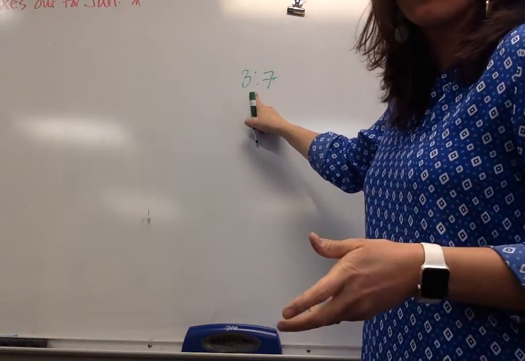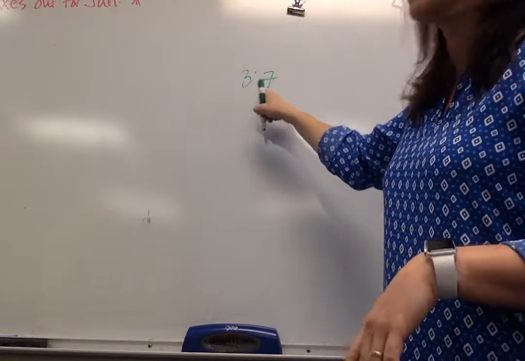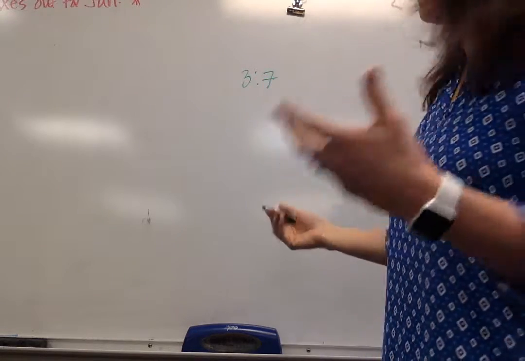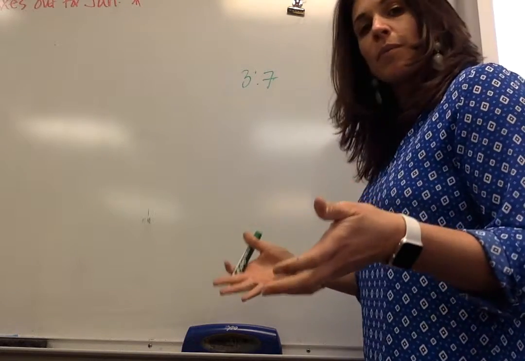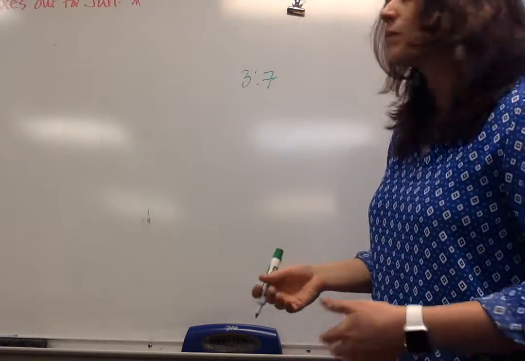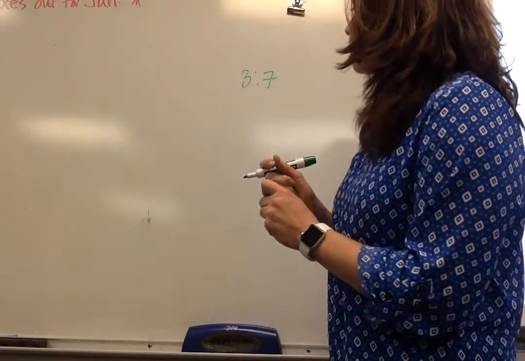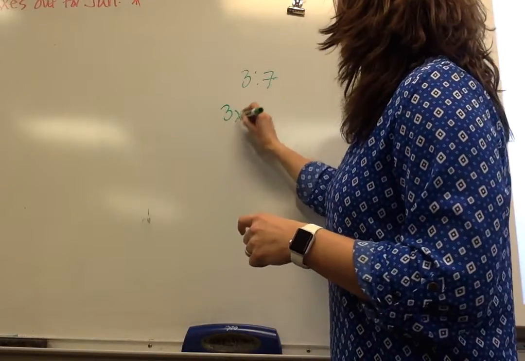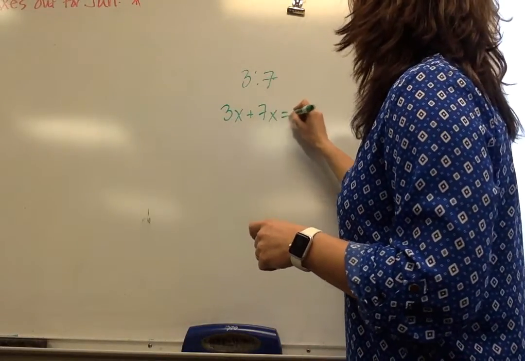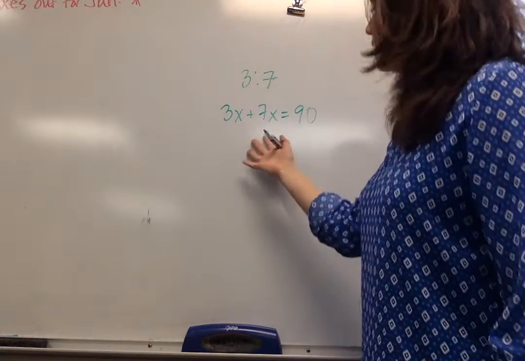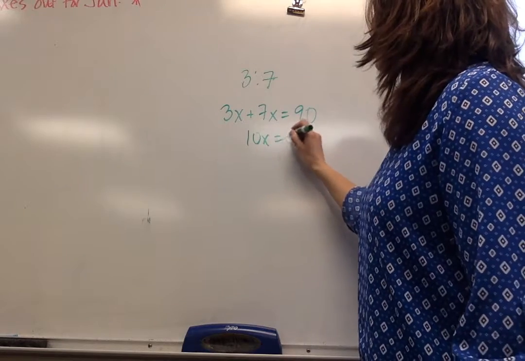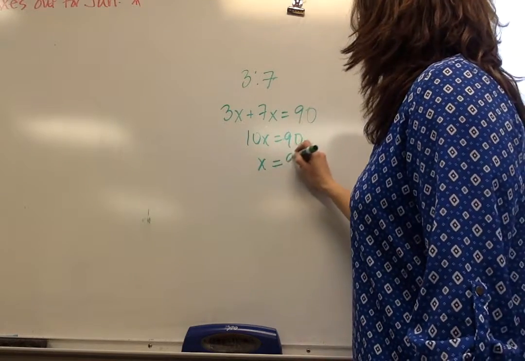If it's separated by a colon, it's "to." So 3 to 7 ratio. And we want to find the measure of both angles. So we know that complementary angles add up to 90 degrees. So we're going to use that information to set up our ratio, and we're going to say 3x plus 7x equals 90. And now I'm going to simplify and solve, so I get 10x equals 90, x then equals 9.